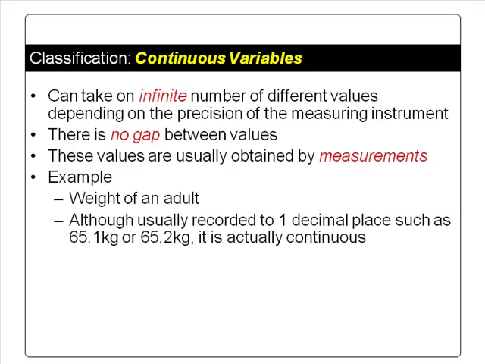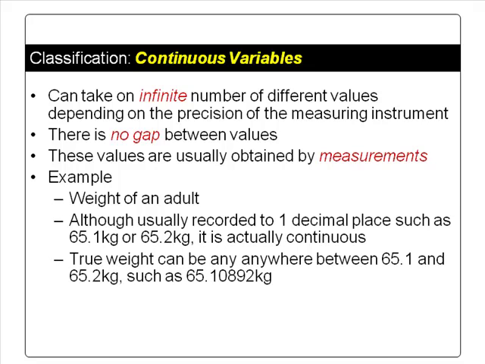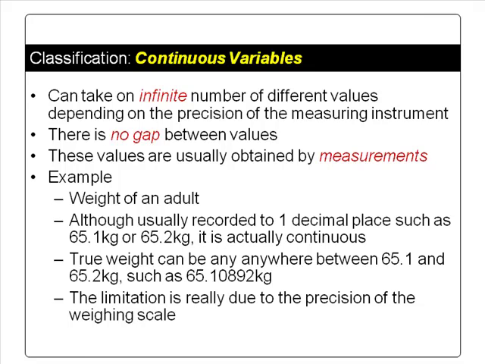Although the weight of an adult is usually recorded to one decimal place, such as 65.1 kilograms, or 65.2 kilograms, it is actually continuous in nature. The true weight can be anywhere between 65.1 and 65.2 kilograms, such as 65.13333 kilograms. The limitation is really due to the precision of the weighing scale. Another example of a continuous variable is height. Any variable that involves length, weight, and time is continuous.